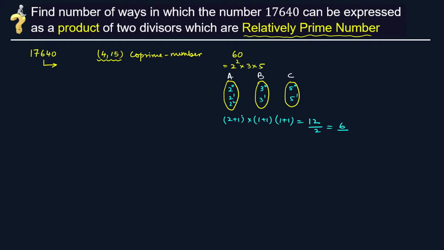If I want to get relatively prime numbers, then I cannot use 2 to the power 1 in our product. Why? Because you have to make 60 by using a product of two numbers. Now, if I take 2 to the power 1 in one factor, naturally the other 2 will go in the other factor. Yes or no?